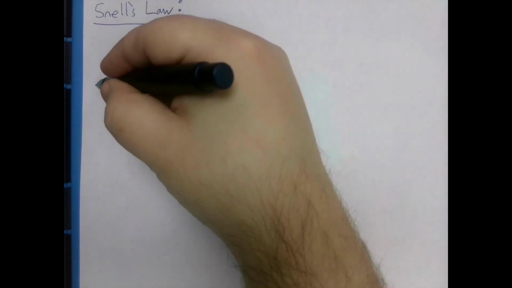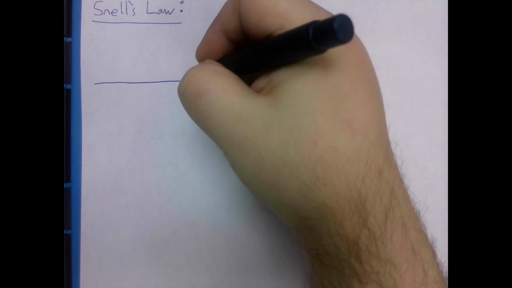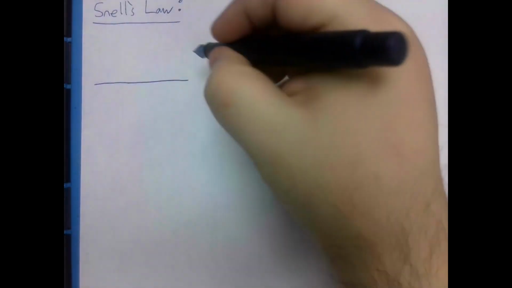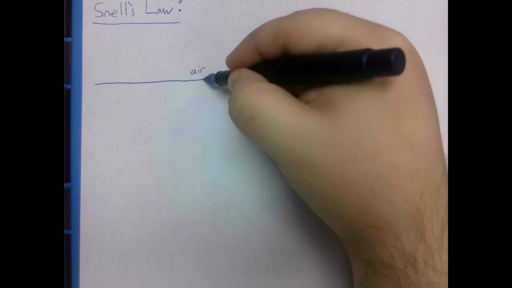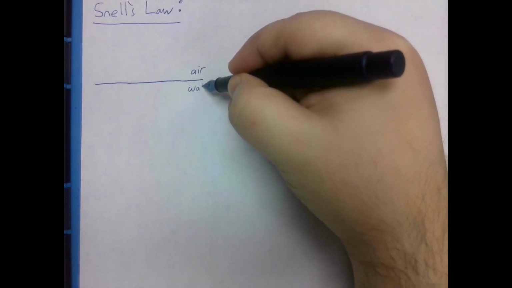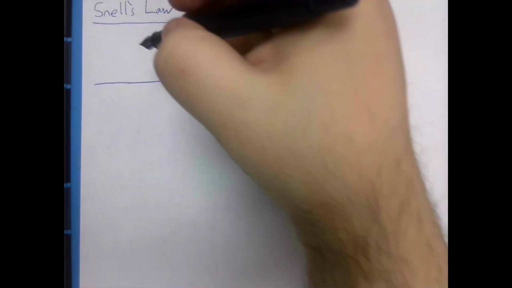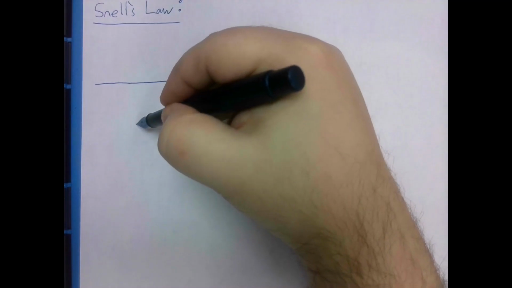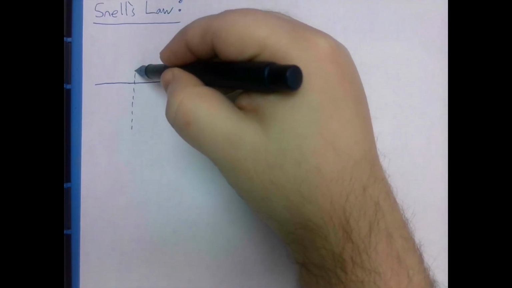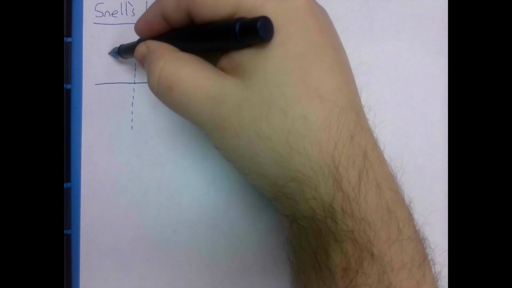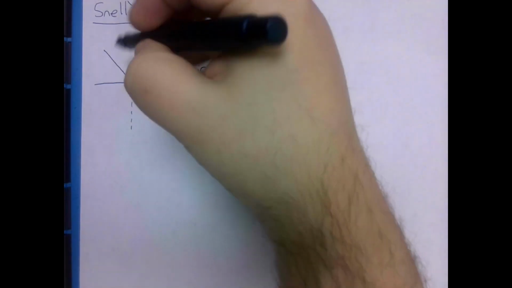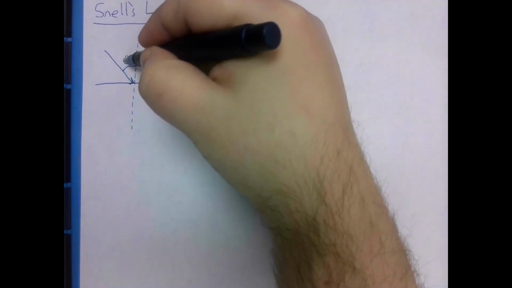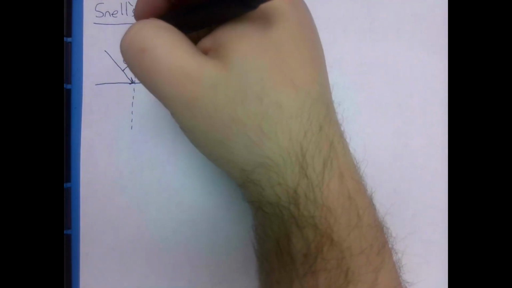Suppose we had a boundary where on this side is air and this side is water. And we had a beam. Let's draw my normal line, coming down like this at some angle theta. So this is the angle of incidence.